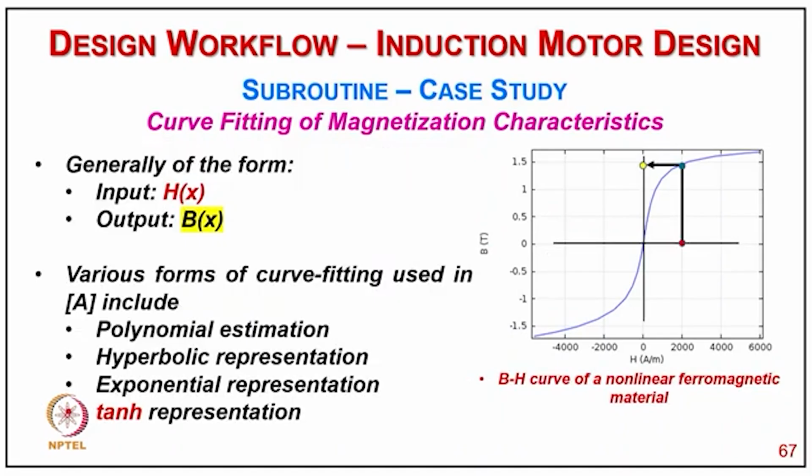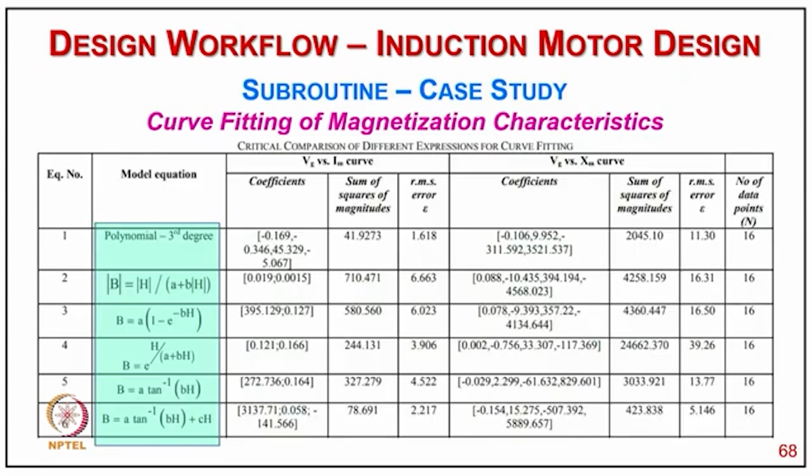Now coming to curve fitting of this characteristic, the input is H, that is the ampere turns per meter, and the output is the flux density. The various forms of curve fitting used include polynomial estimation, hyperbolic representation, exponential representation, and tanh representation for this characteristic. These are typical examples of what kind of characteristic you can take. A third degree polynomial is given here as a typical example for a particular machine, or a nonlinear relation, or an exponential characteristic, or another kind of exponential or tangential characteristic.